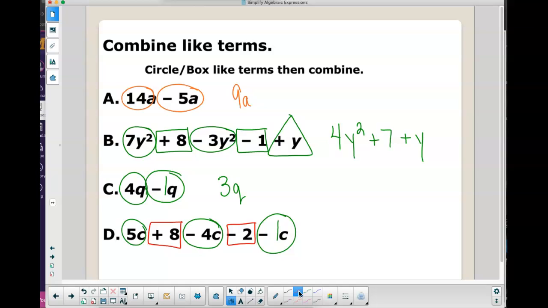0. Do I even need to list it? It would be 0C. But what's 0 times C? 0. So I really don't even need that. They just disappear. What's 8 minus 2? 6. So this expression went from 5 terms down to 1. Okay, much nicer at just 6. You okay with that? Okay, go to the next slide.